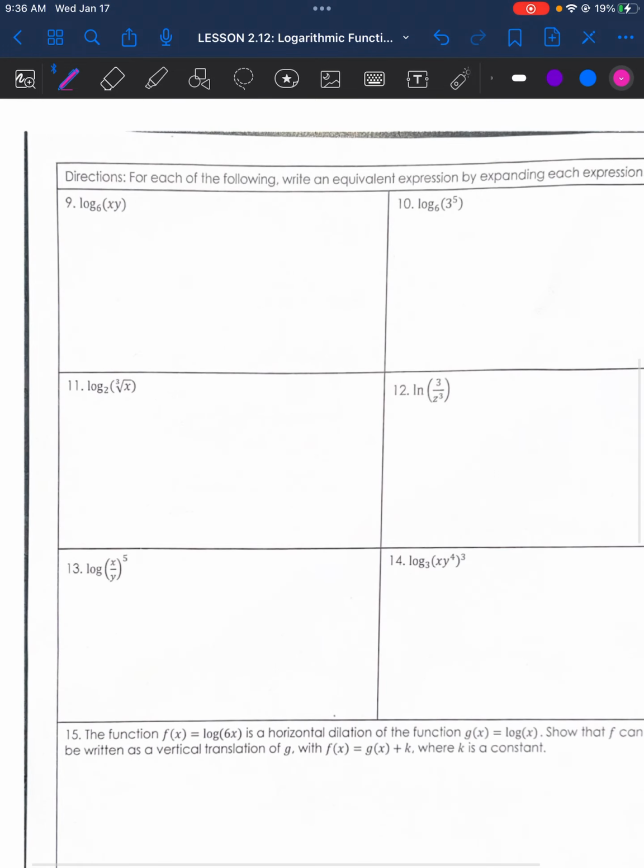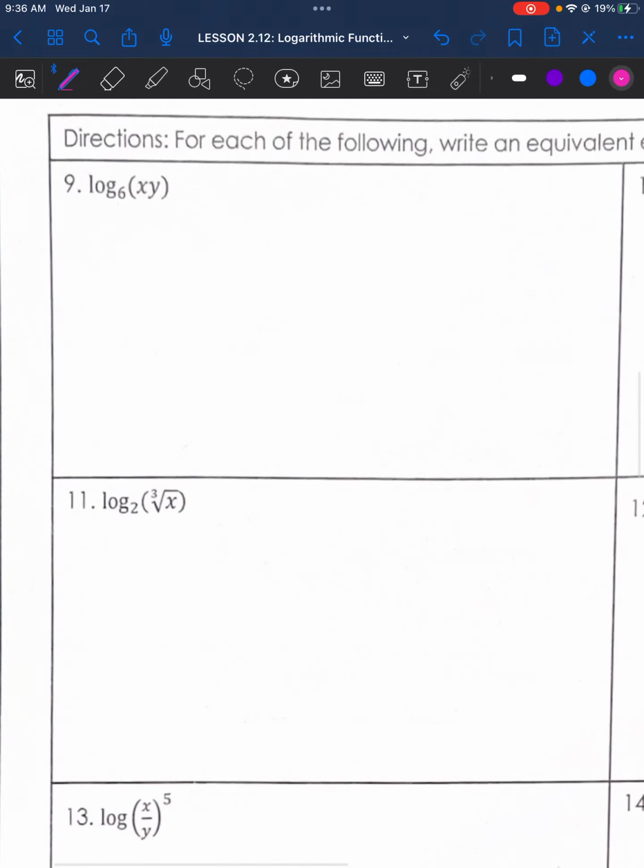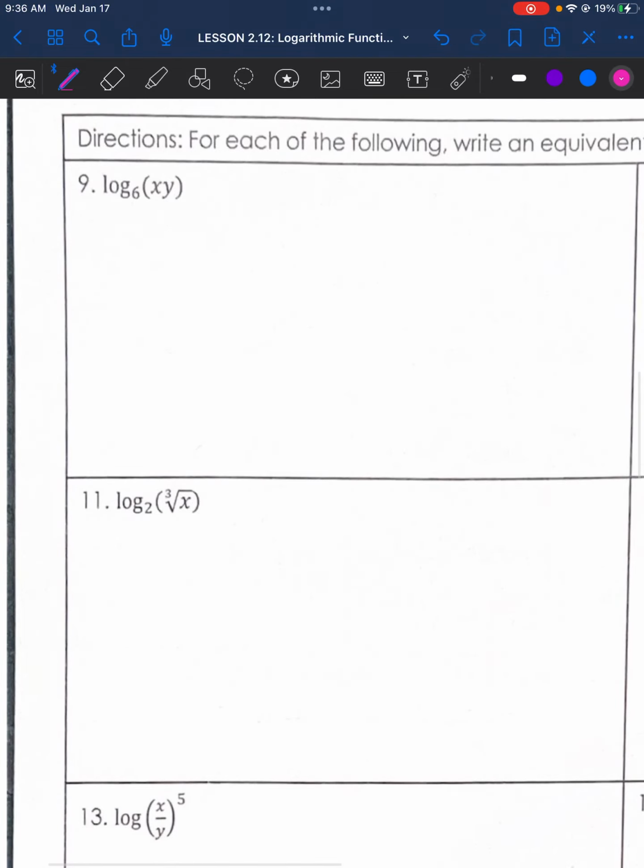Now we're going to expand the logs. So I've given you one single log. I feel like these are easier than condensing. So remember your product property. If you have two things being multiplied, you can switch it up into two separate logs where there's a plus sign in between. So this would be log base 6 of x plus log base 6 of y.